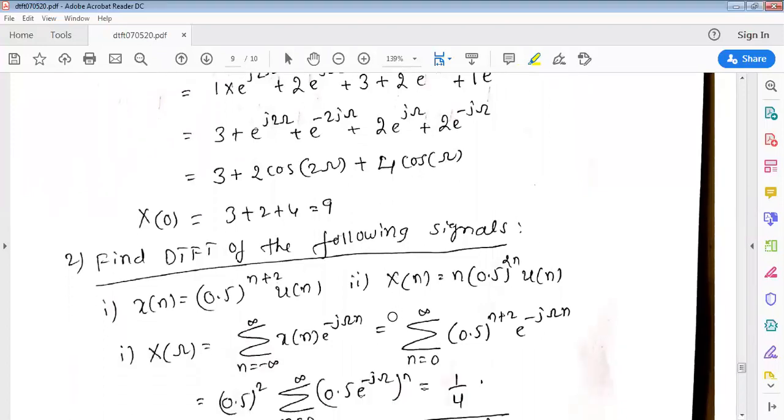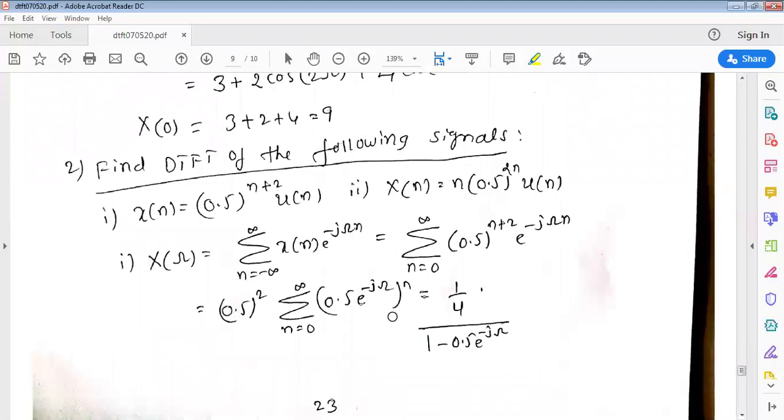Now, we'll go to one more. DTFT of the following signal: x of n equal to 0.5 raised to n plus 2 into u of n. So once again, I'll write the basic equation. And now u of n is 1 which starts from 0 and proceeds to infinity. Therefore, n will become 0 to infinity, 0.5 raised to n plus 2, u of n is 1, e power minus j omega n.